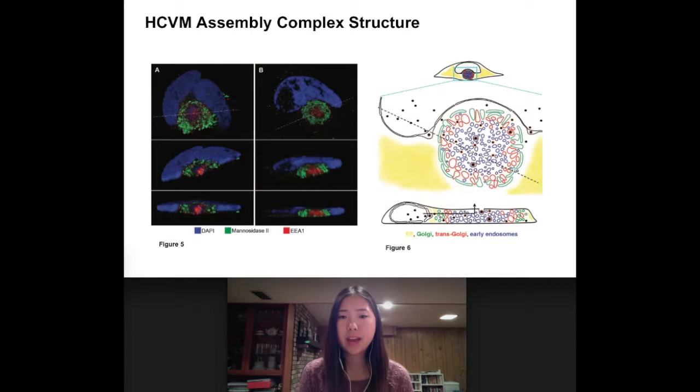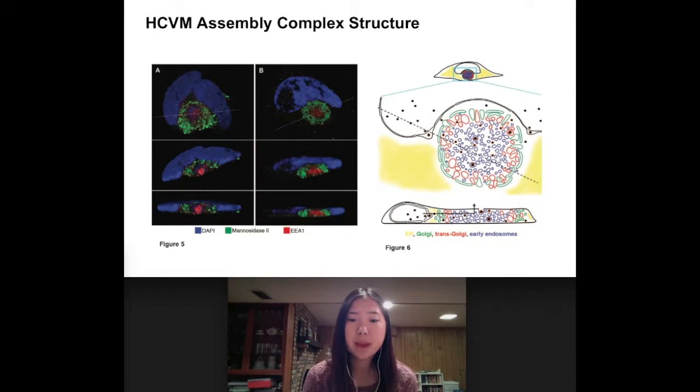Then in figure 6, what we have is just a drawn diagram of the photos that they got from figure 5. Now this all relates back to secondary envelopment because once we know the structure of the assembly complex and this interesting nesting of the organelles, we can see that these HCMV viral capsids are actually budding off, and then we can see the order in which they're going to encounter the various organelles and the Golgi and trans-Golgi network, and how they might become re-enveloped before being released and continuing on in their egress.